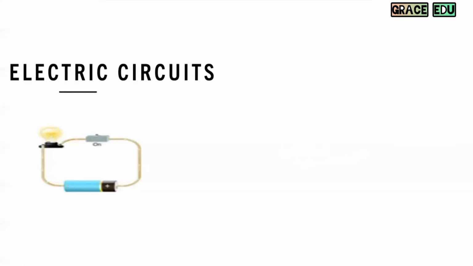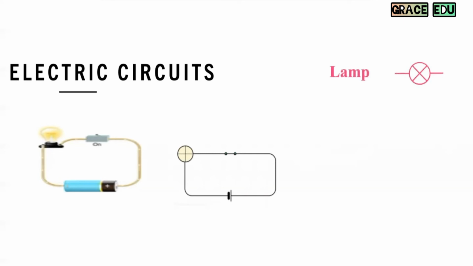In physics, we use circuit diagrams like this to represent the electric circuit. We use a range of symbols to represent the components in a circuit diagram. As you see here, this represents a lamp. This is the cell. The long line represents the positive part of the cell and the short line represents the negative part of the cell. This illustrates the closed switch.